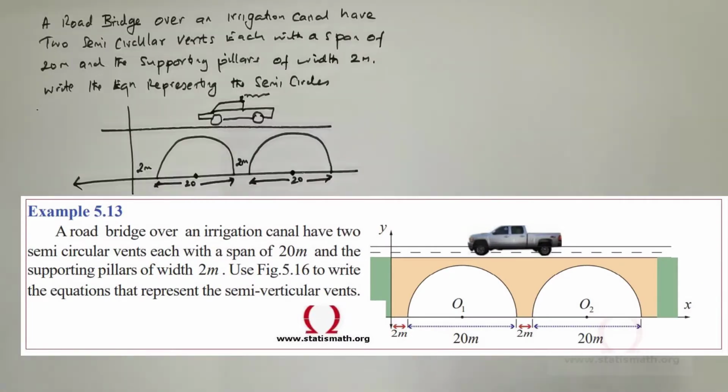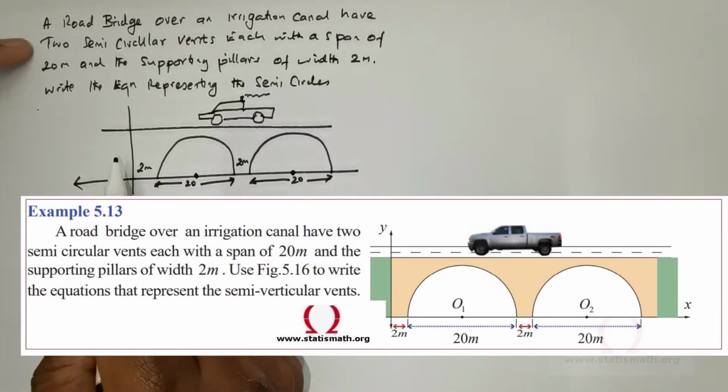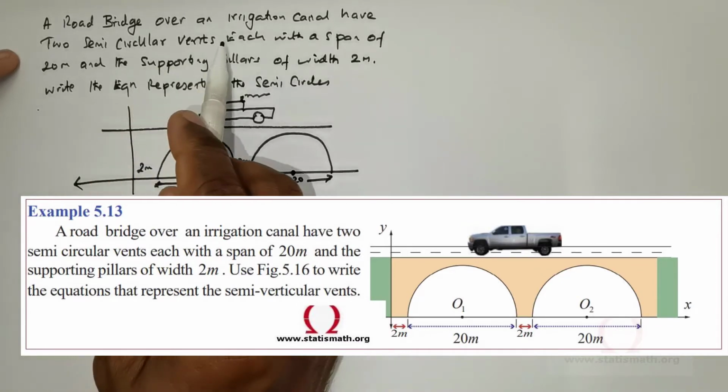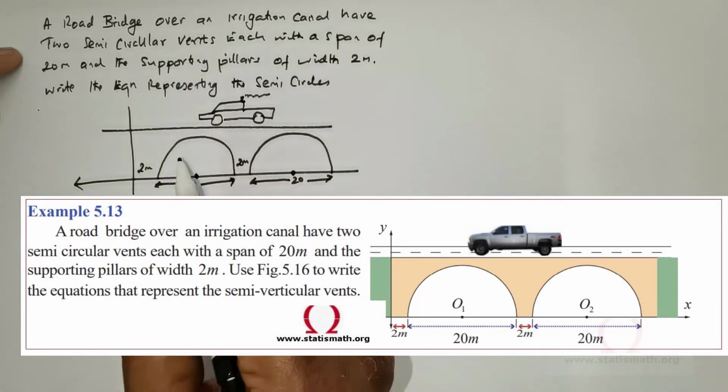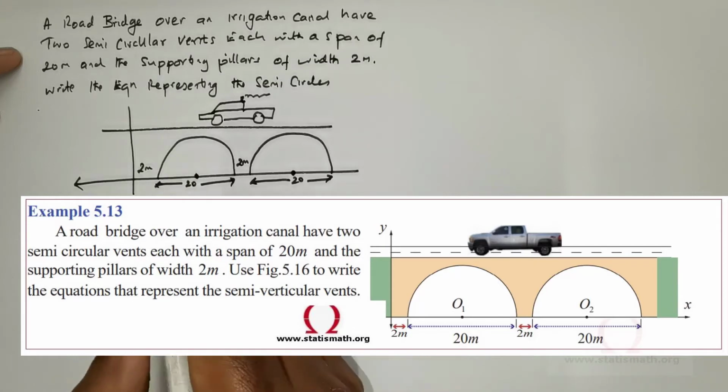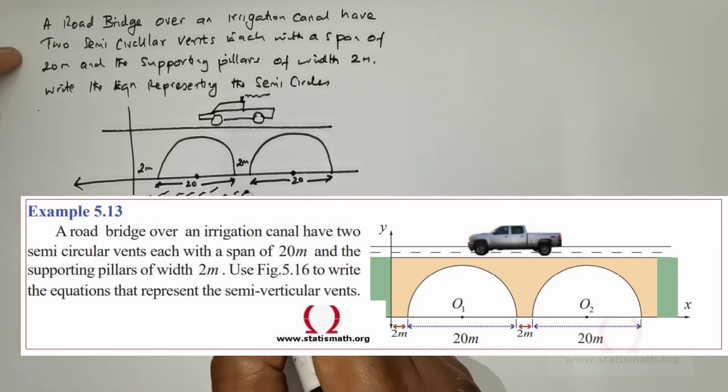Question. Students were given this question. A road bridge over an irrigation canal has two semicircle vents. So they're talking about this. Irrigation means naturally you will have water there. Okay, you have water flowing.